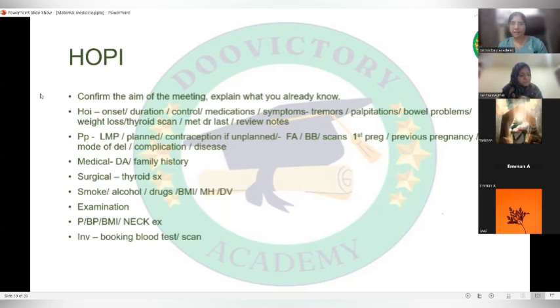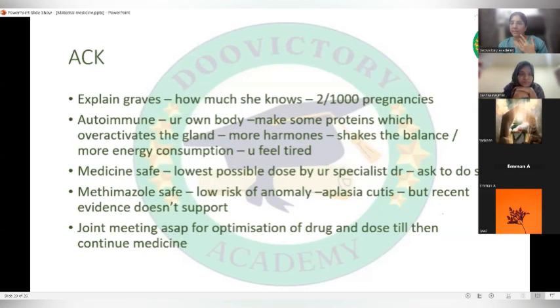And then LMP, planned or unplanned pregnancy, contraception, booking blood tests and scans, previous pregnancy, mode of delivery, complications, disease, everything has to be asked. Drug allergy, family history has to be asked. Surgical history, particularly any neck surgery, any thyroid surgery for hyperthyroidism or goiter or anything. Smoke, alcohol, drugs, BMI, mental health, domestic violence. Examination: check the heart rate, rather than saying the pulse, say heart rate. That's layman. Blood pressure, weight to height ratio, neck examination, booking blood tests and booking scan. Explain Graves. I hope you know that.